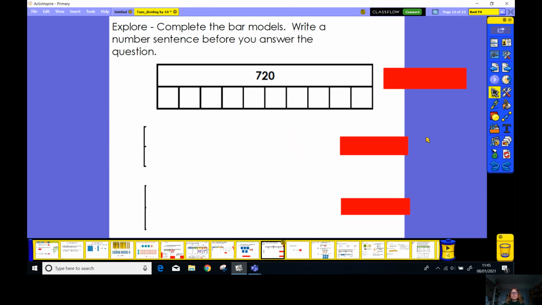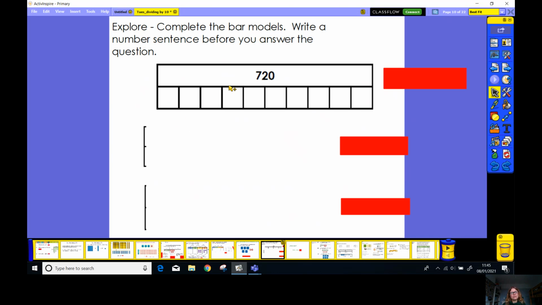Right, now we're going to explore some bar models. Now, on the division bar model, you can see this. It's a bit like an addition one, isn't it? Because if I was to add all these boxes together, the total would be this. But in the division one, I've got this number and I'm going to divide it into equal groups or equal parts.